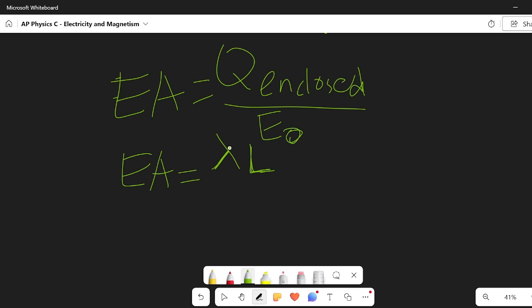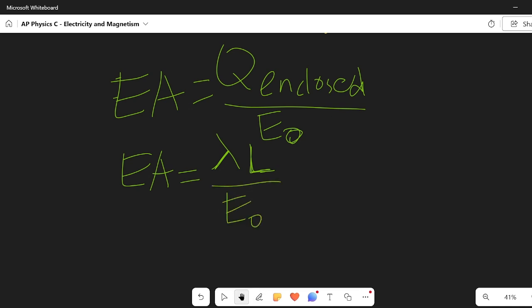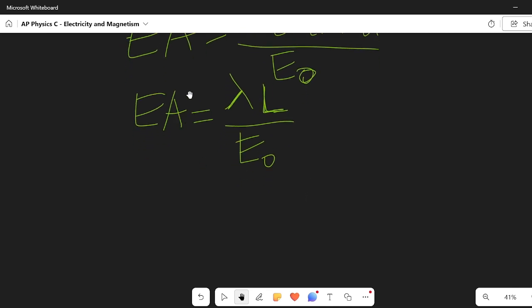So this will be equal to this divided by E naught. But if you notice here, we have so many pesky variables, A, L. This doesn't help us. If we're trying to evaluate the electric field, there's no area, there's no length. It's an infinite length, and what even would be the area? We're trying to evaluate the electric field, not the area of some surface. We have to cancel these variables out.